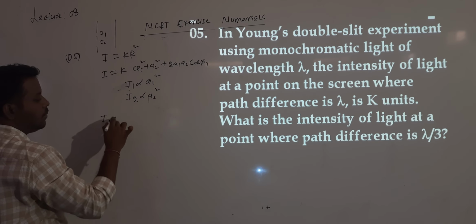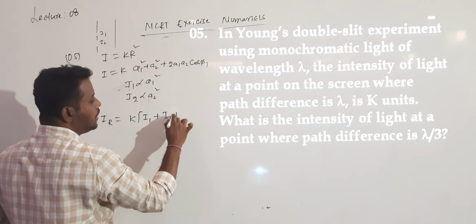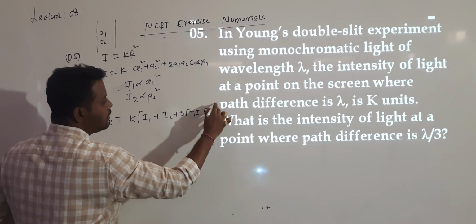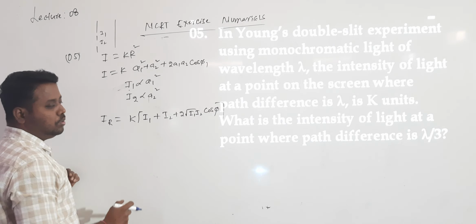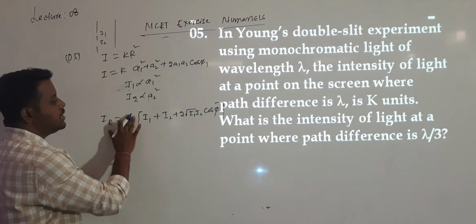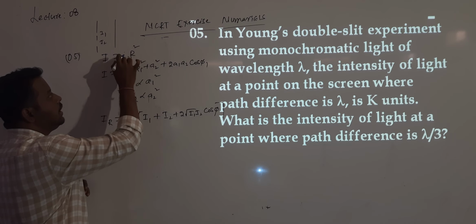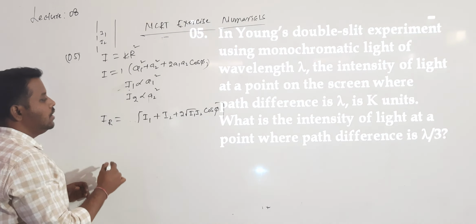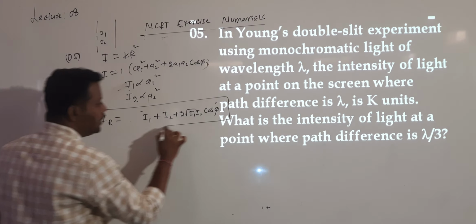IR formula: IR is equal to k into I1 plus I2 plus 2 into root over I1 into I2 into cos phi. So this is the formula for resultant intensity in terms of the intensity of the light coming from the two sources. Here the proportionality constant value will become 1, because they already gave k, so directly I will write k here. Understood? So this is the formula for resultant intensity in terms of intensity of the two sources.